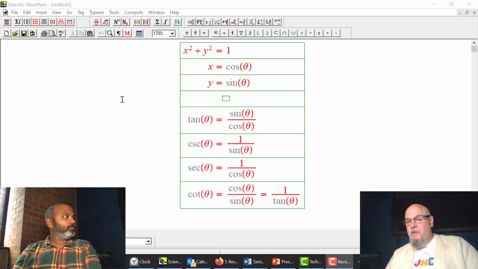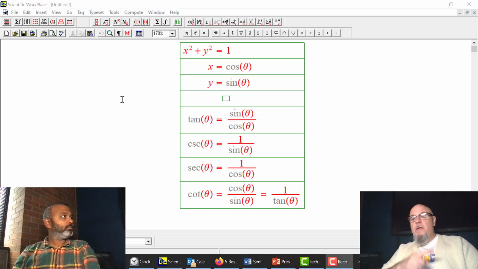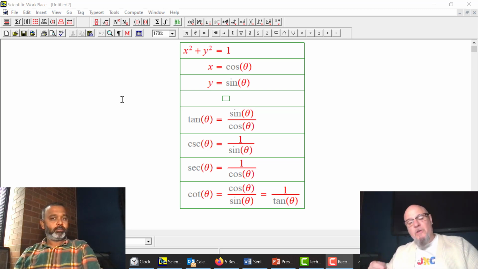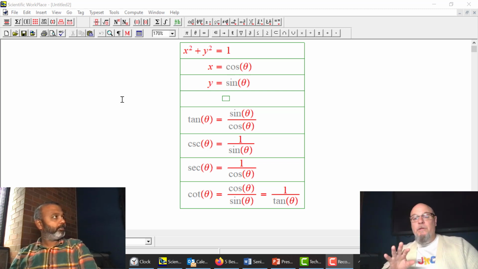We previously defined them using a unit circle, a circle of radius 1. For any angle on that unit circle, the x-coordinate we called the cosine of that angle, and the y-coordinate we called the sine of that angle. So that is how we defined what cosine and sine meant.